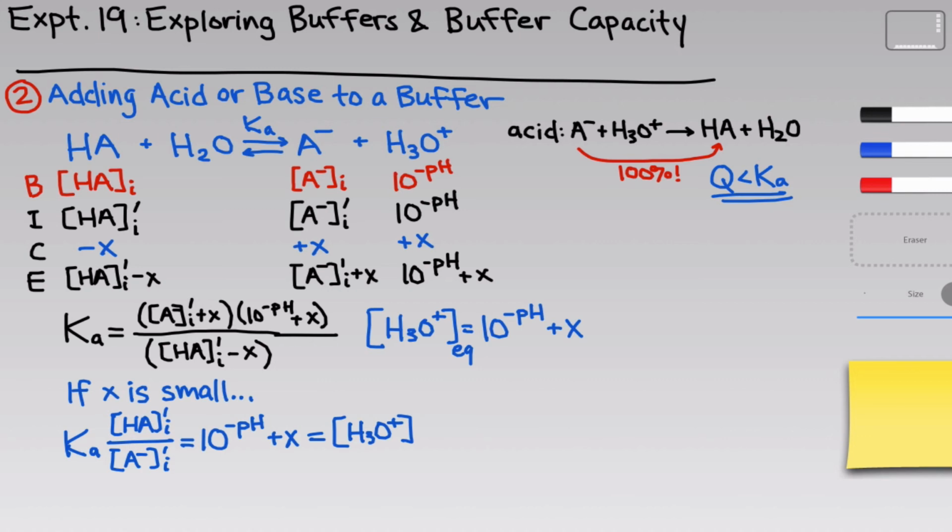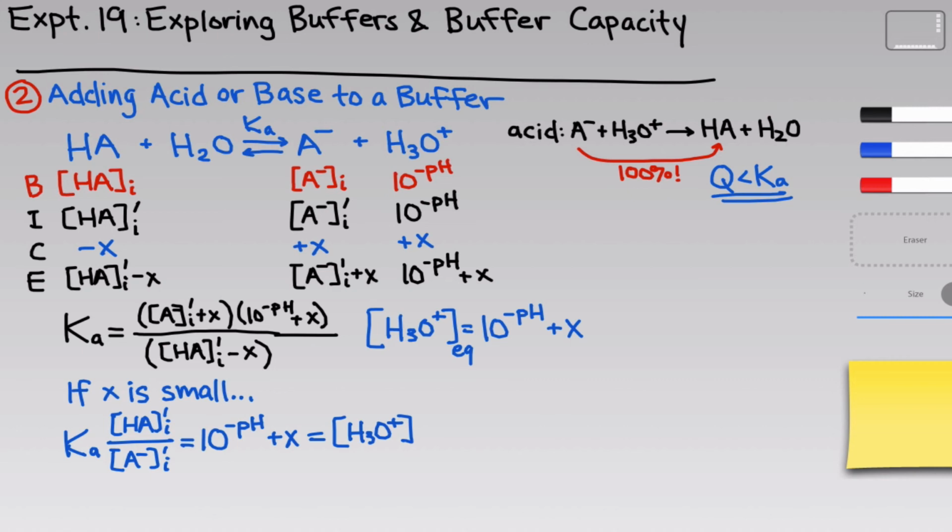I won't do it here, but something that's worth noticing is that if you take the negative logarithm of both sides of this equation at the bottom, you arrive at the Henderson-Hasselbalch equation, and it shows you that you can use the HH equation in conjunction with the concentrations on the I line to calculate the pH of a buffer after the addition of strong acid or base.